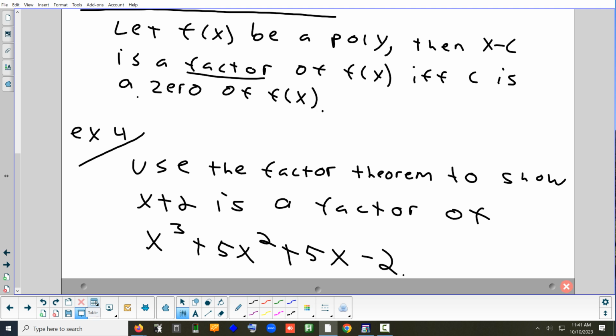If you don't, well, something's wrong, because they're telling you to use the factor theorem to show x plus 2 is a factor. They're not saying use the factor theorem to determine if it's a factor. It is a factor, but we're going to check it.